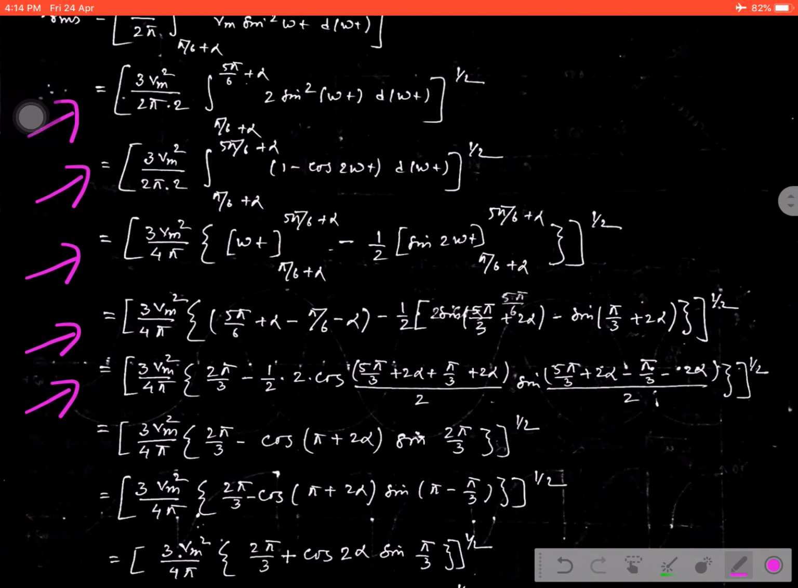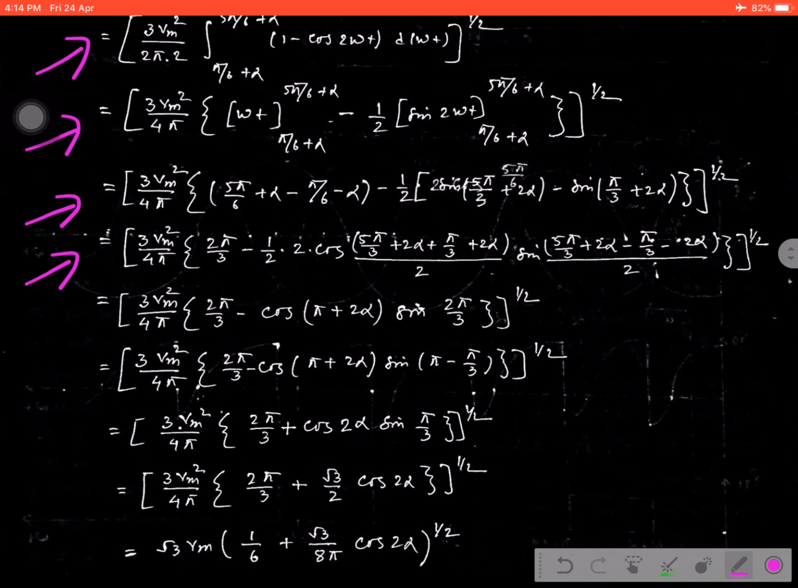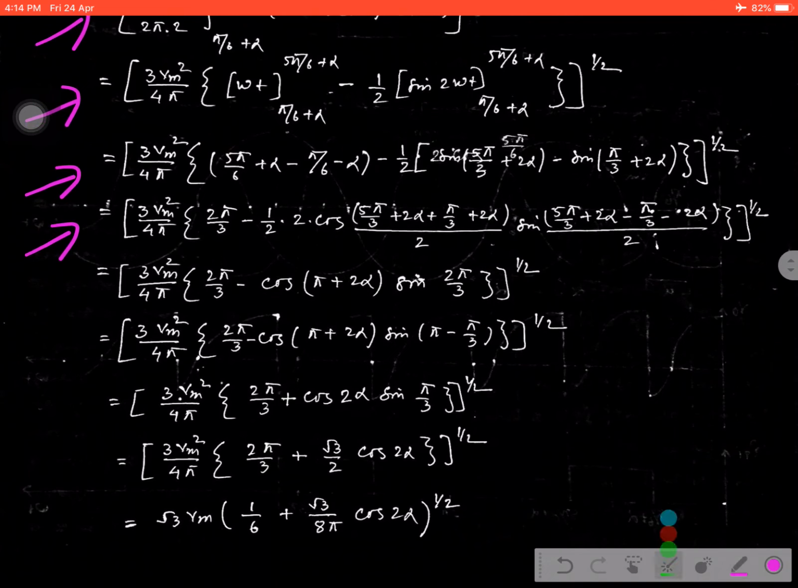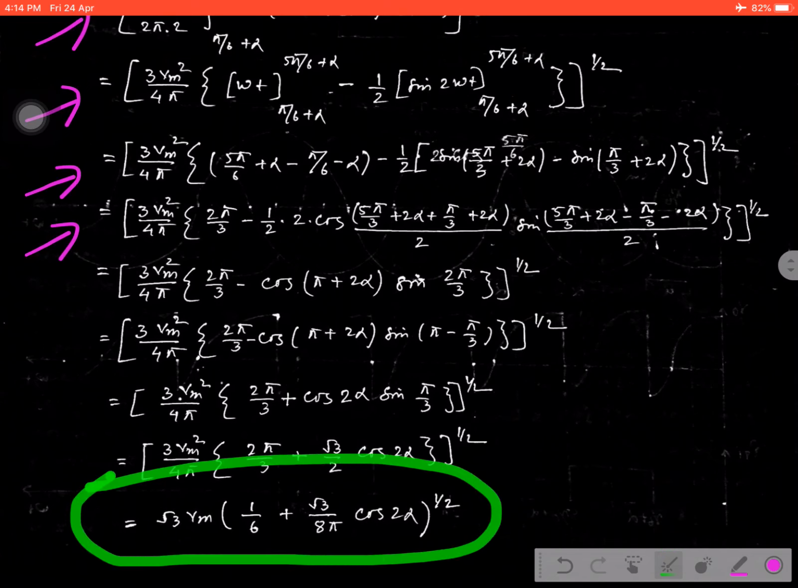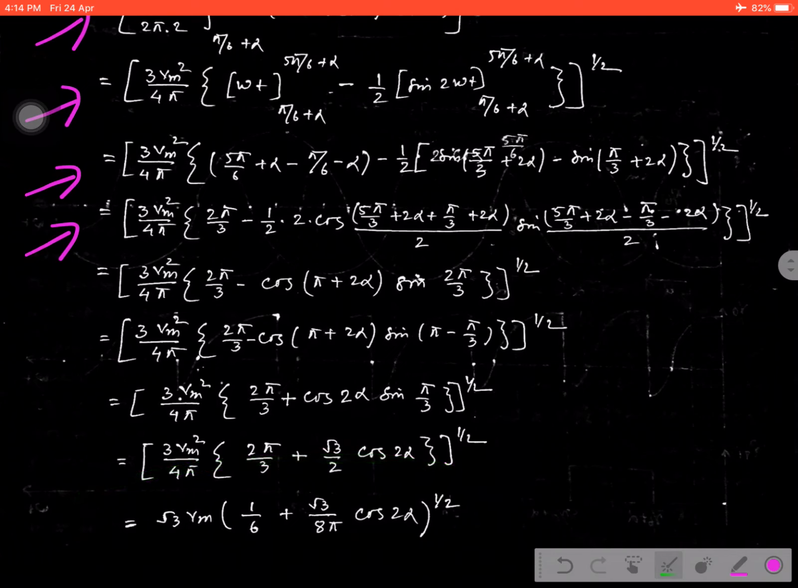So in this way, just see all the steps I have done here. Ultimately, this is a simple integration part, we will get the result that is equal to root 3 Vm times the square root of (1 by 6 plus root 3 by 8 pi cos 2 alpha). So this is the expression for the RMS value. That means we have done the operation, we have calculated the DC value, that means average value, and the RMS value.